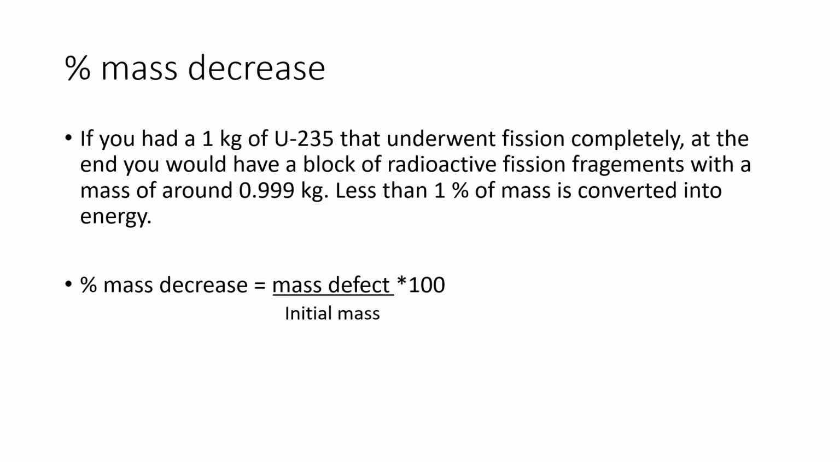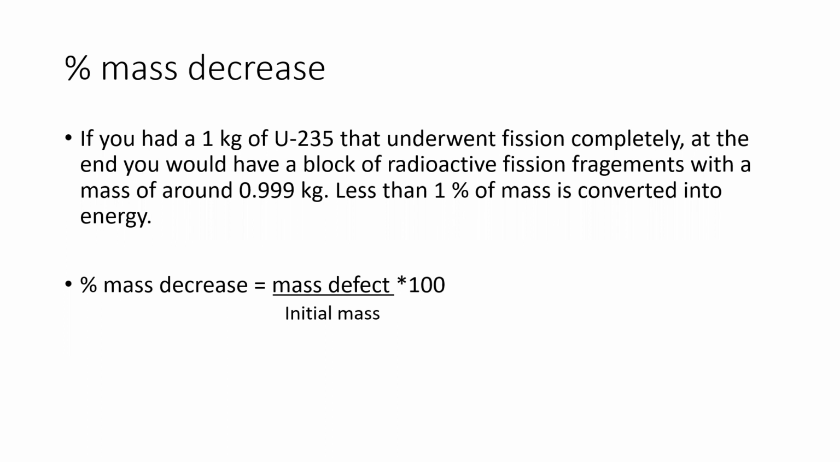How do we find that percentage of mass? Mass defect. Here the mass defect will be 1 kilogram minus 0.999 kilogram, divided by the initial mass, that is 1 kilogram, times 100. Remember this formula, we will be doing numericals based on it. I hope this presentation gives you an idea about binding energy, and in our next class, we will do numericals based on it.